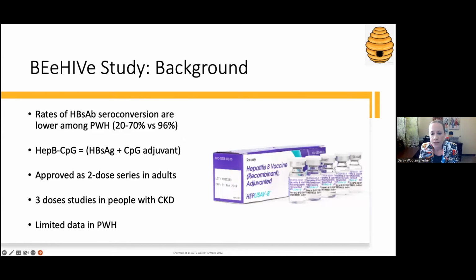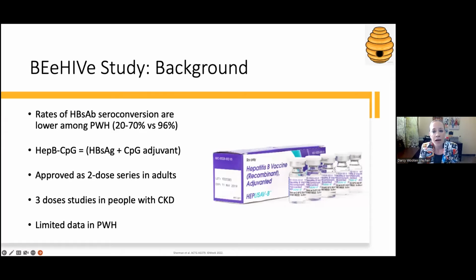We know that our people living with HIV have much lower rates of seroconversion following vaccination compared to people without HIV. Depending on which series you look at, rates of seroconversion among people with HIV ranges from 20 to 70%. But in people without HIV, rates are much higher, 96 to 100%.